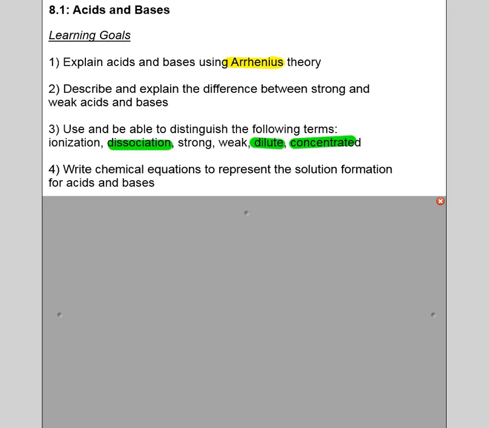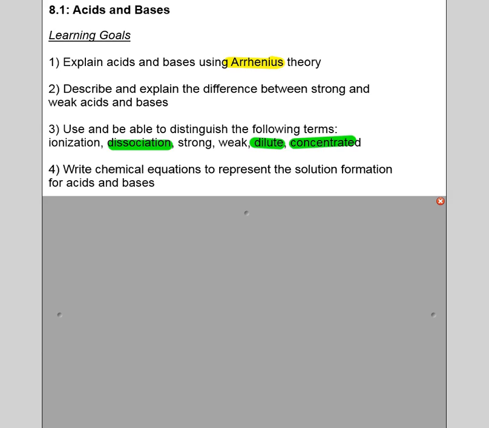The learning goals for the video are listed here. So some key terms that we need to look at in item number 3. There's the definition of acids and bases according to a theory called the Arrhenius theory. We're looking at writing chemical equations for representing the solution formation for acids and bases and distinguishing between strong and weak acids and bases by their chemical properties.